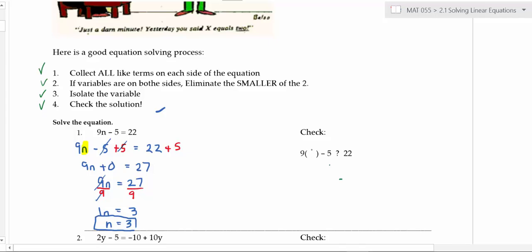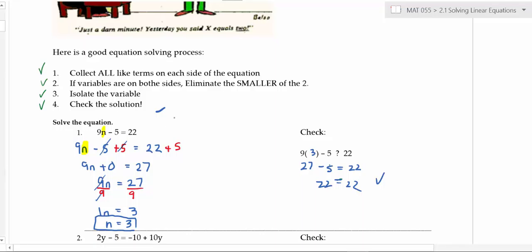Now, if you check, your answer is 3, so you're just replacing n with 3 like we showed before. 9 times 3 is 27. 27 minus 5 is equal to 22. So you end up with 22 is equal to 22. So it's the right answer to the problem. Okay, so that's one way to go about doing that problem.